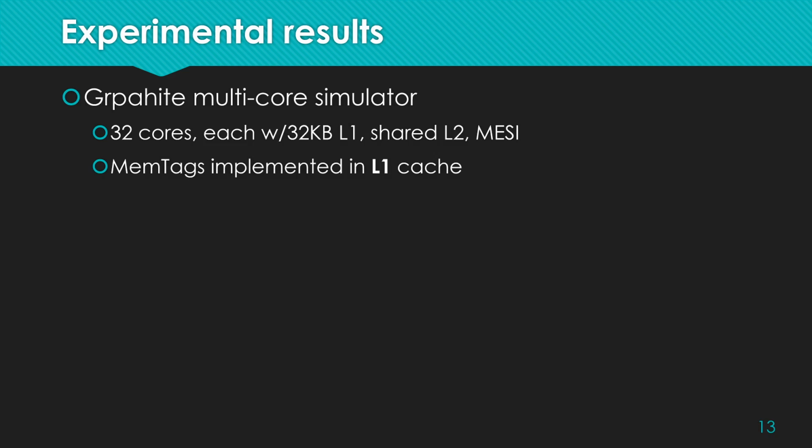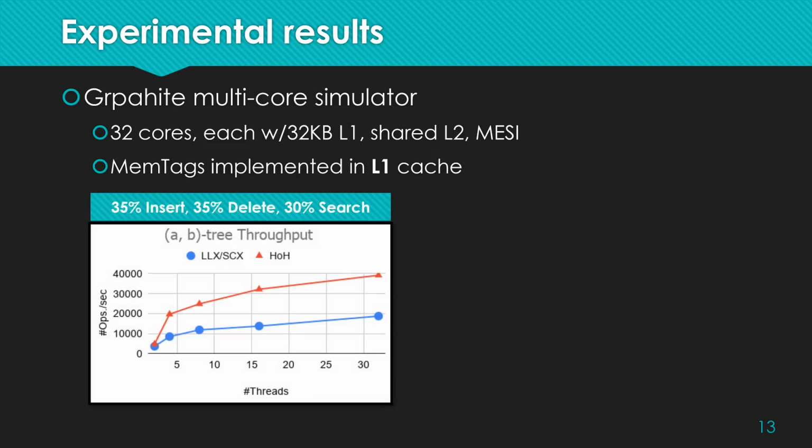Okay, so let me very briefly show you some experimental results. Of course this was a hardware proposal, so we had to implement it in a simulator. So we used the Graphite multi-core simulator to implement a 32-core tiled processor. We have private 32K L1 caches and a shared L2 cache. I believe it was 256K. We used the MESI protocol, and we implemented MemTags in the L1 cache, so that's where all the tagging takes place.